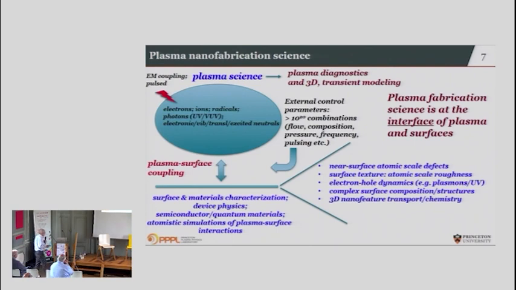So I like to say that plasma fabrication or nanofabrication science is really at the interface of the sciences associated with the gas phase plasma and what's happening at the surface.